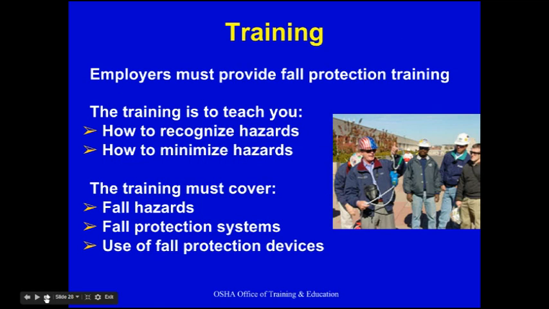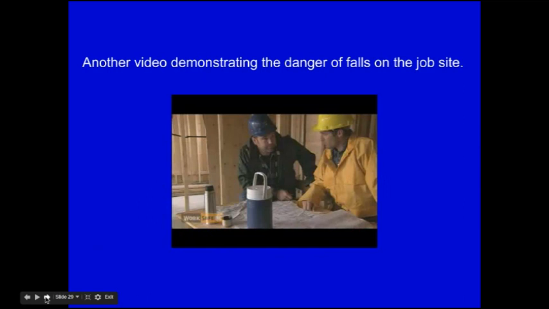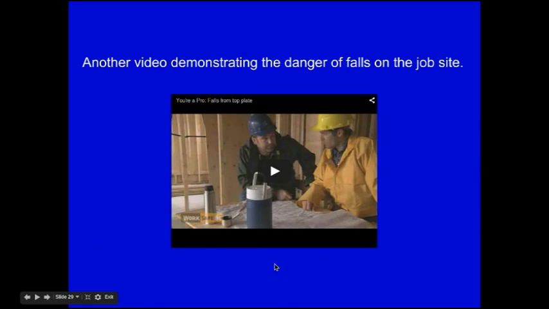Make sure you're trained. Your employer is responsible for training you on fall protection. They have to teach you how to recognize the hazards on a construction site, how to minimize those hazards. They need to make sure that they train you on fall hazards, fall protection systems, and the use of fall devices. Here's another video demonstrating the dangers of falls on a job site.